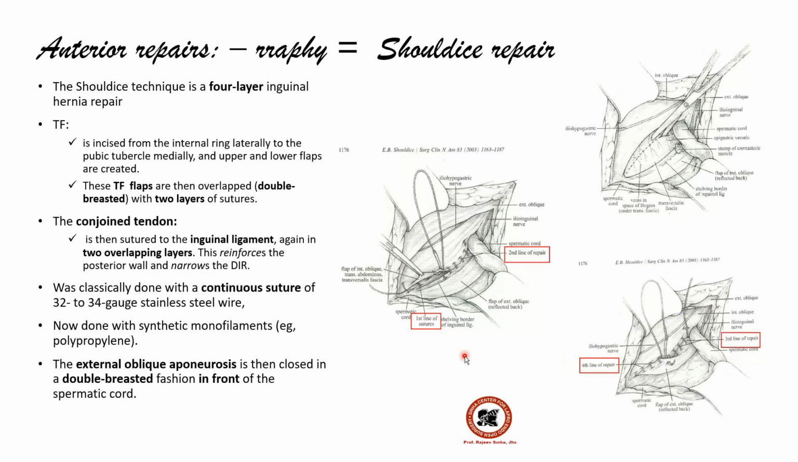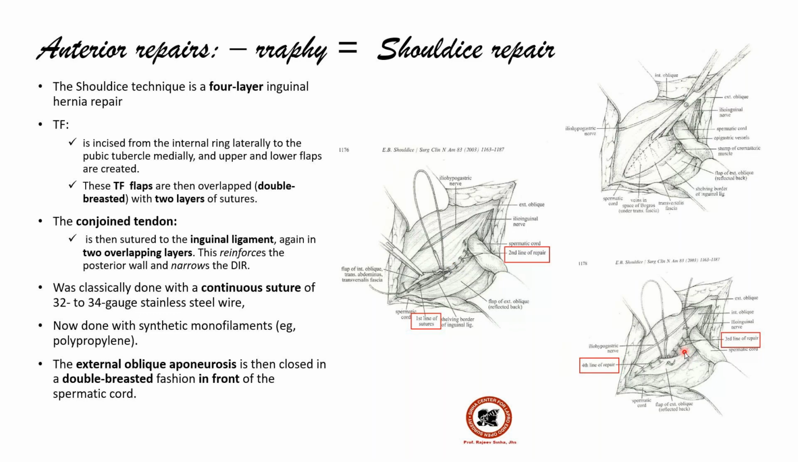Why? Look, you're doing a 4-layer inguinal hernia repair. 2 layers of double breasting of transversalis fascia, first line suture, second line suture, both transversalis fascia. So you've dissected the transversalis fascia and done a double breasting of it. Next, what do you do? Next, you do a double breasting of the conjoint tendon. So you've got 4 layers to it.